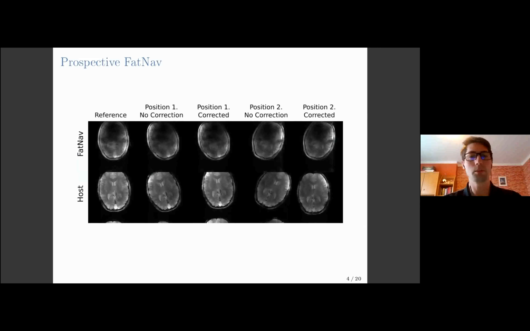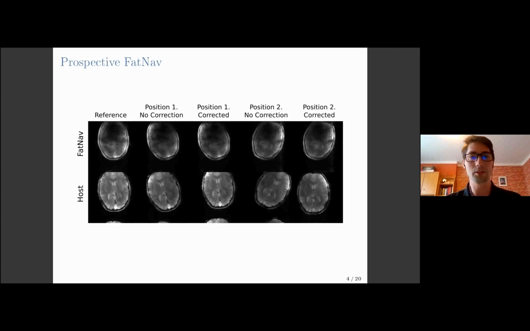So you can see FatNav images in the top row and host images in the bottom row. And the FatNav images show the actual position of the patient's head, and the host images are corrected. And on those two columns, you can see also a comparison of how the host images looked before correction. And yeah, you may ask, okay, if it's prospective FatNav, how do we know how the host images look without the motion correction?